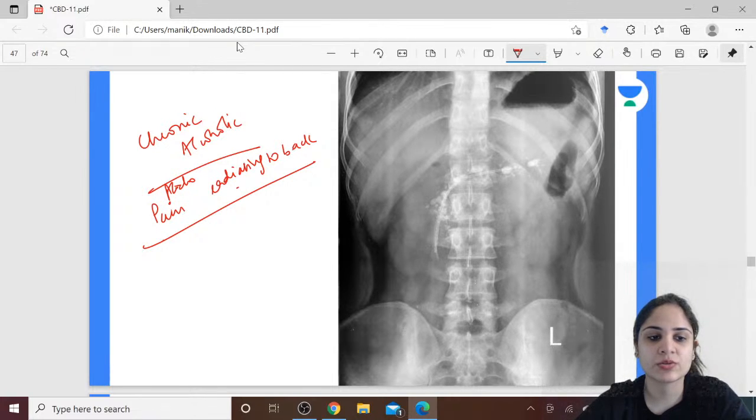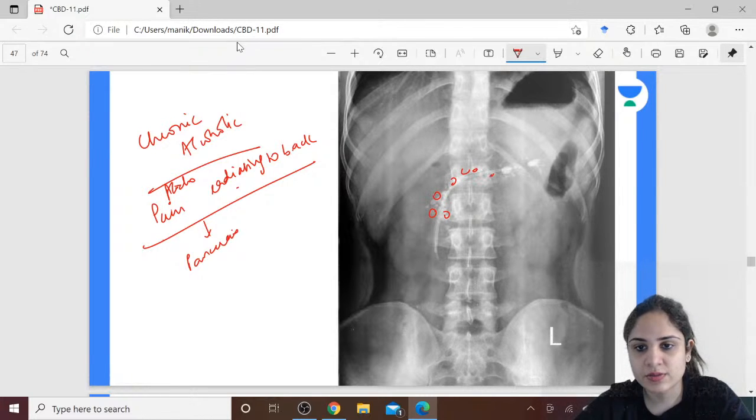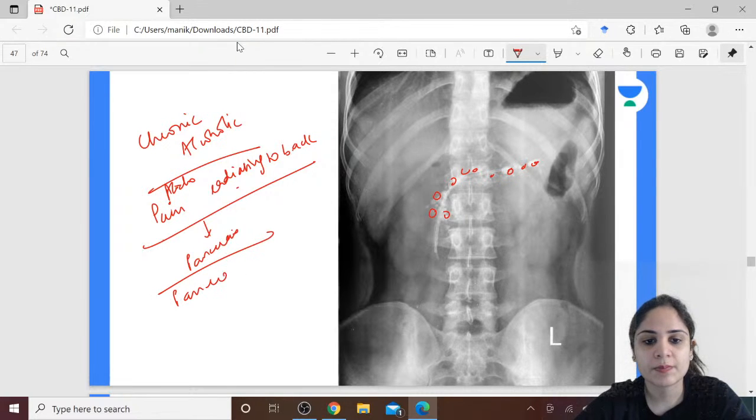Abdominal pain radiating to back, it's more than obvious that we are talking about the pancreas over here. So directly in the picture, look at the pancreas. What can you see over here in the pancreas? You can see the presence of multiple calculi. So this patient is suffering from pancreatic stones.